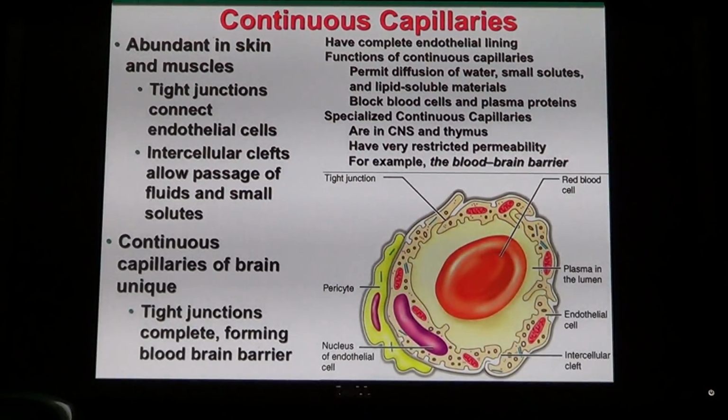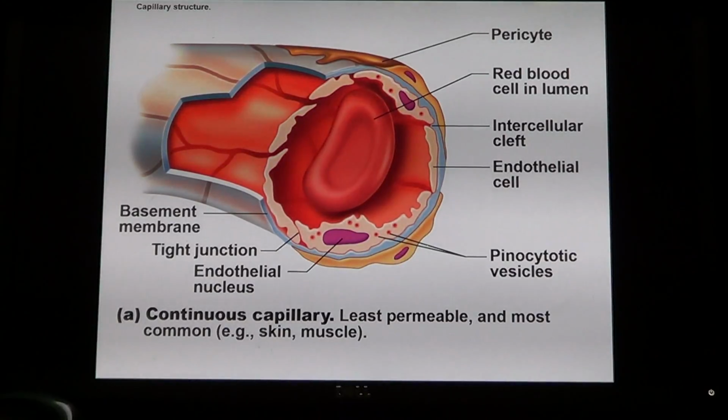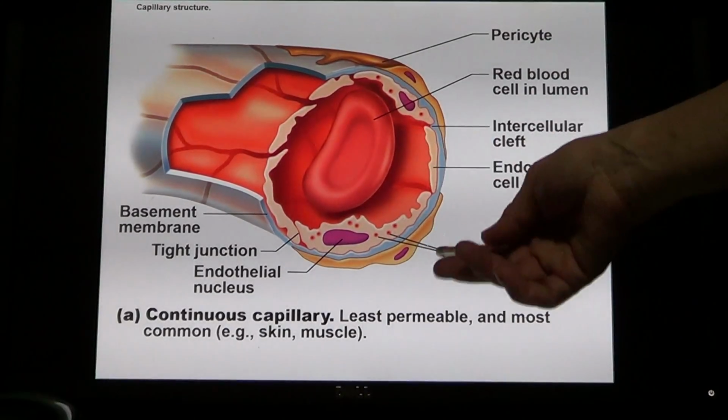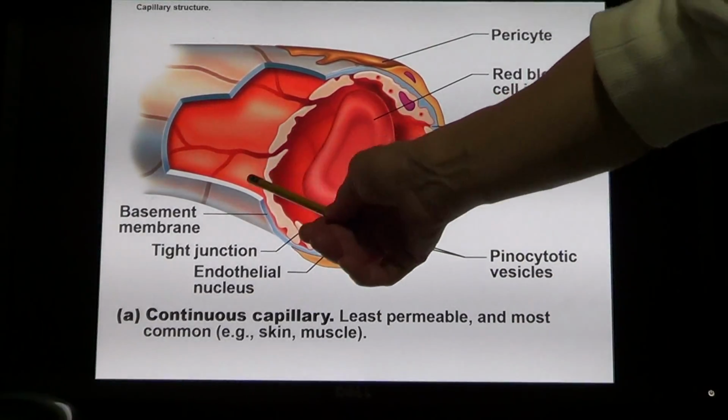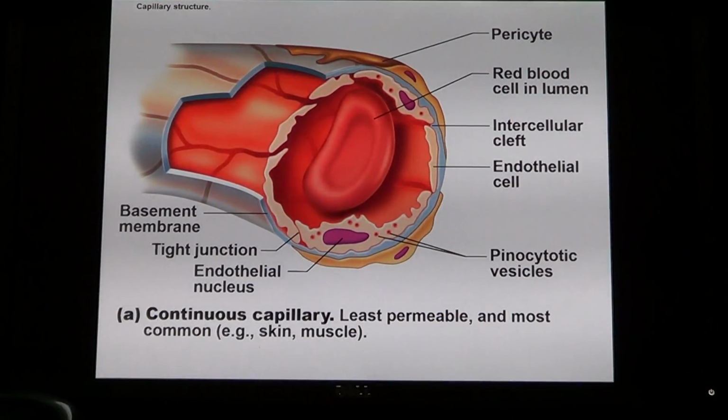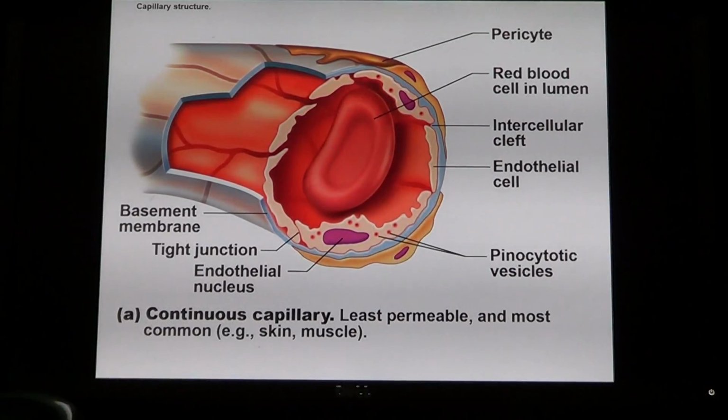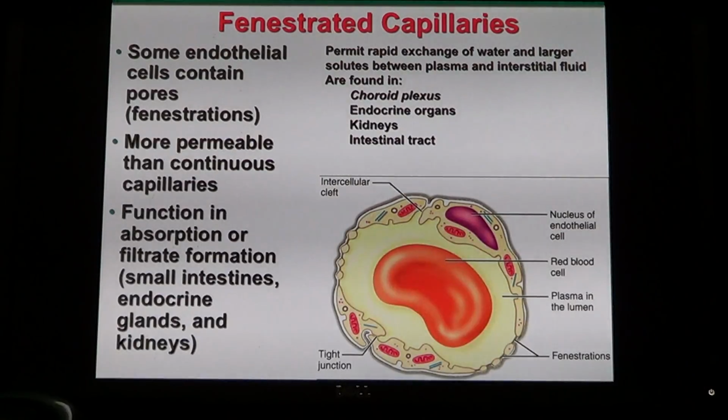Thymus is the same thing, because thymus, we will learn later, is the organ where the immune cells develop. So before they develop and get educated, you cannot take chances and bring in any foreign substances, right? Because there is no protection then. So the pericytes here, the endothelial cells here, intercellular cleft, tight junction, and everything is here in the continuous capillary.